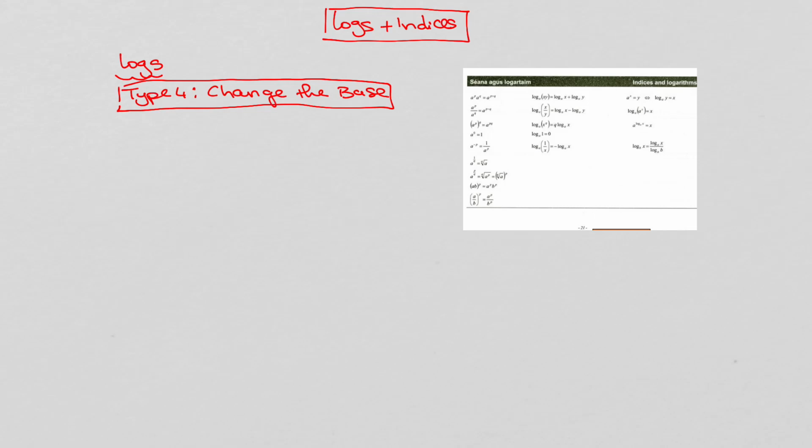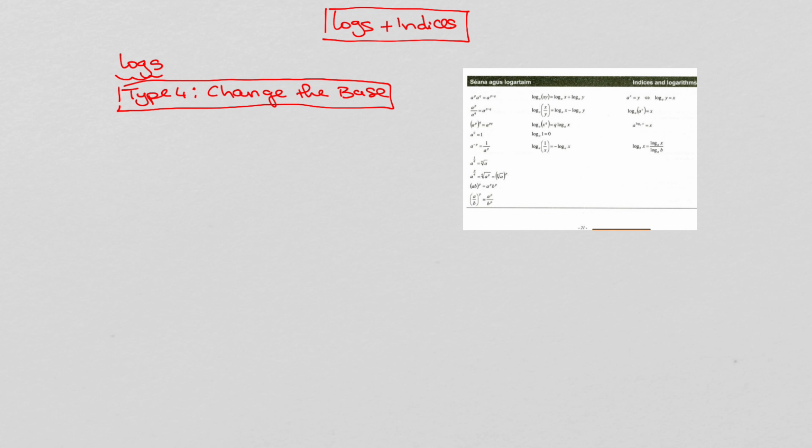Logs and indices. Logs type 4, changing the base. So up until this point, all of our log equations have had the bases being the same on the left and the right hand side. So in the next couple of questions that we're going to be looking at, what you're going to find is that the bases are not the same.